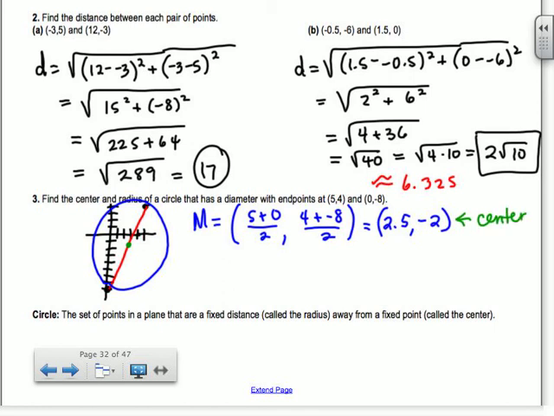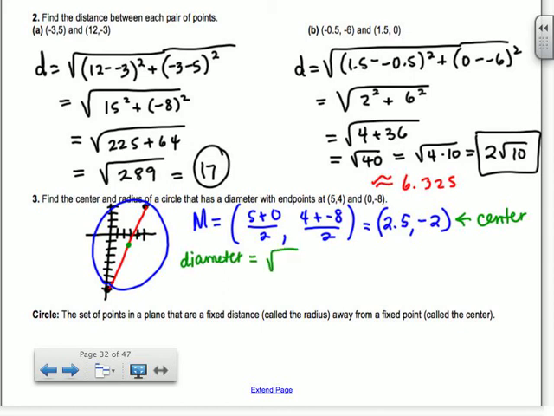Okay, now how do I find the radius? Distance? I could do the distance from one of those points to the center. Or you could do the total distance, which would be the diameter, right, between the two original points, and then divide by 2. So let's find the diameter.